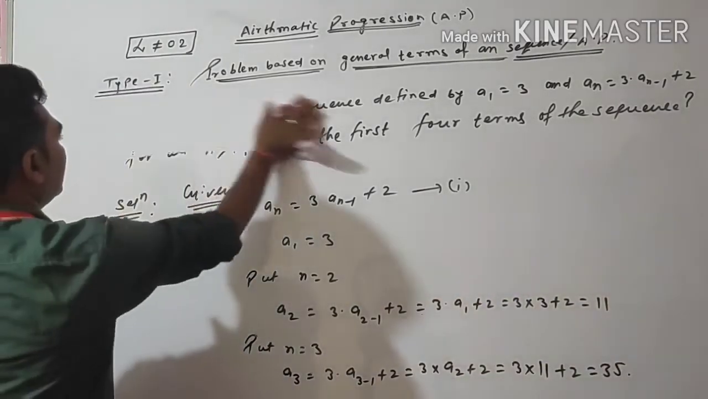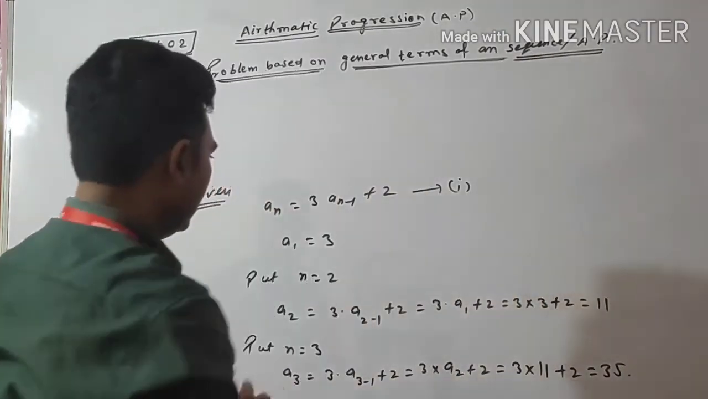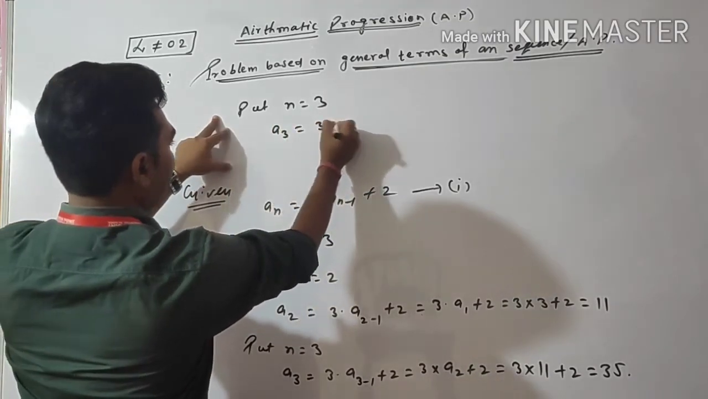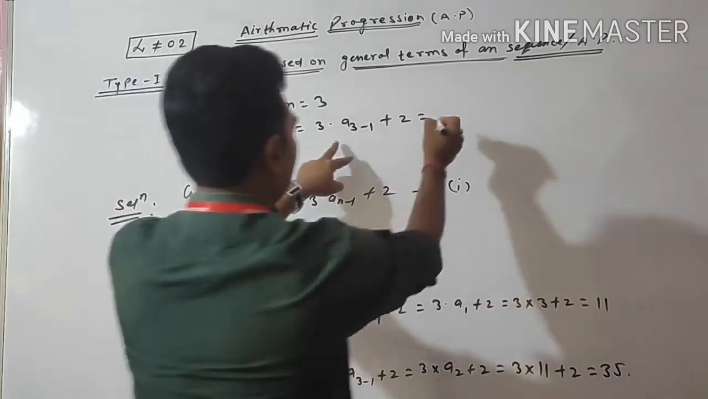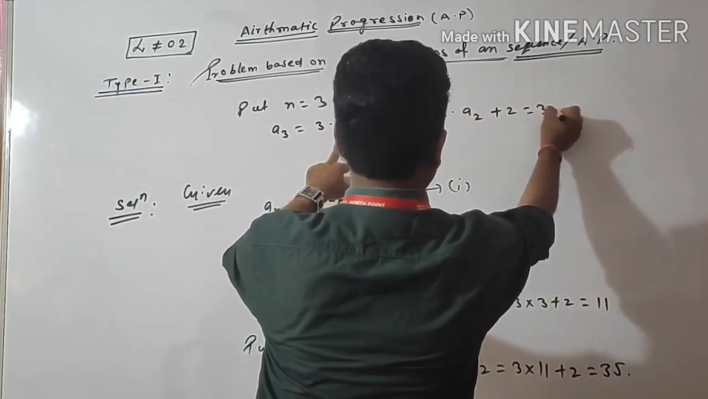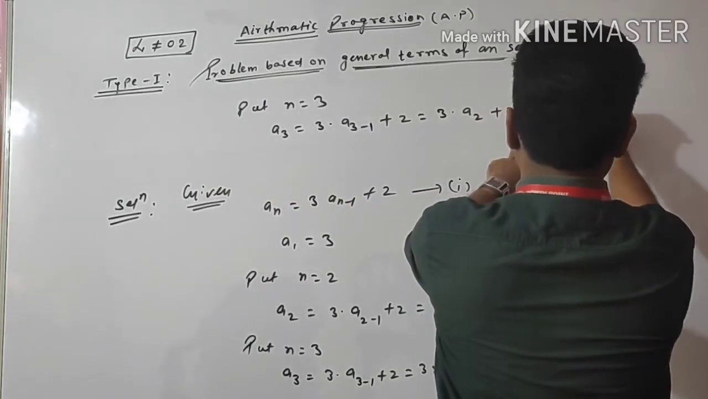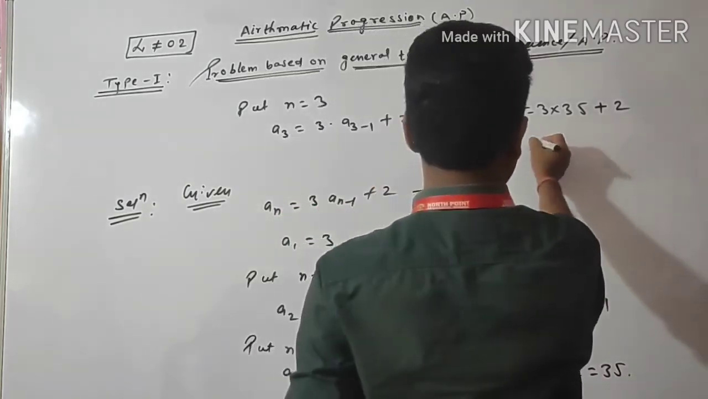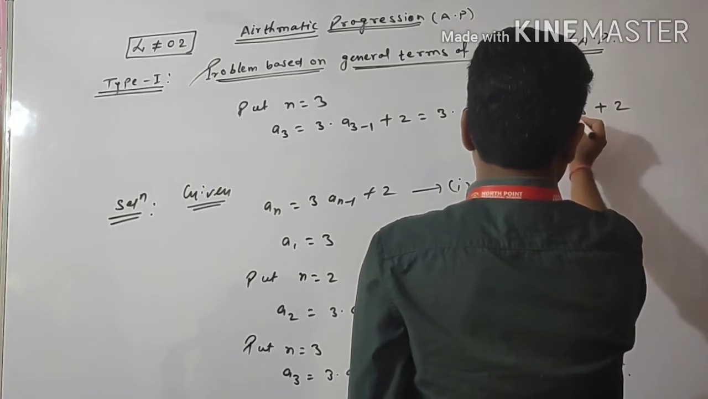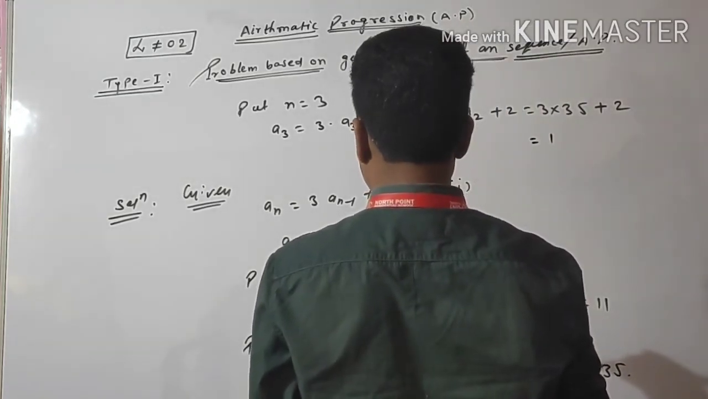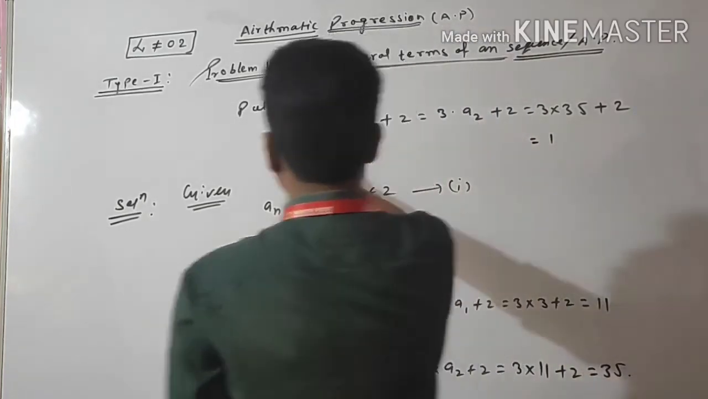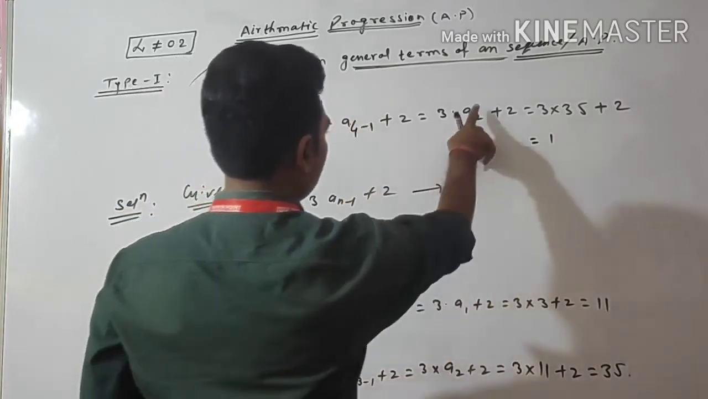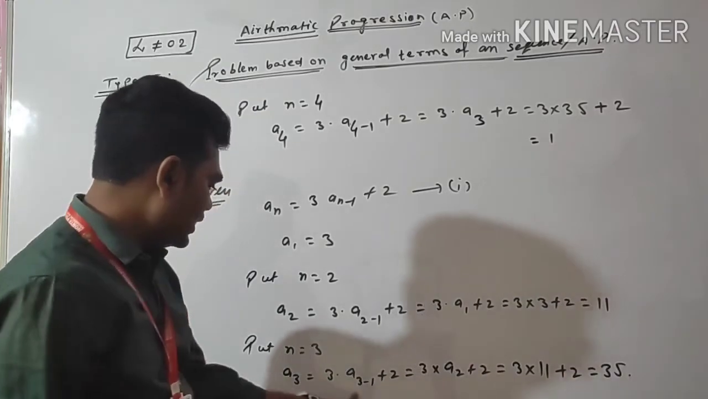And the next term. Again put n equal to 3: a3 equals 3 times a3 minus 1 plus 2, which equals 3 times a2 plus 2, and this equals 3 into 35 plus 2. Sorry, a3 is already here.